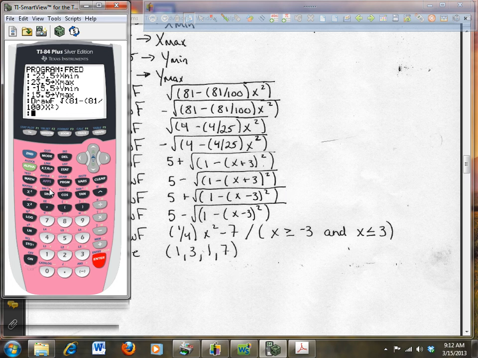Okay? So once again, I'm going to go to second draw F. And you could just hit 6 instead of scrolling down. And then I'm going to put in 1/4 x squared, right? Minus 7. So you want that parabola, and all you have to do here is hit the divided by sign. That little slash mark, you have to hit divided by, and that allows you to enter in the restrictions.